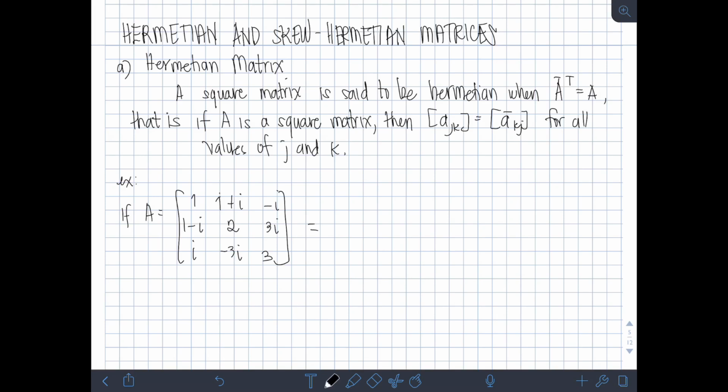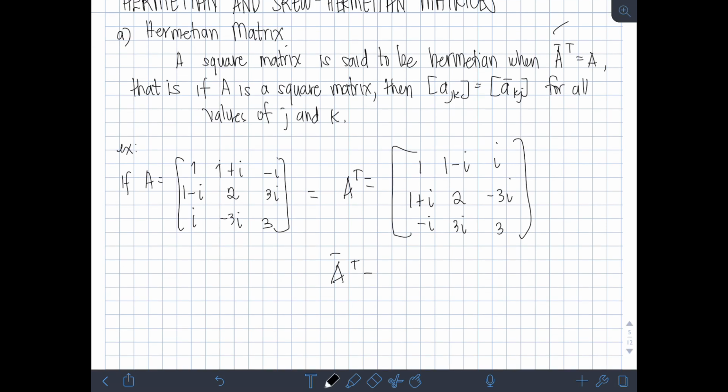So, halimbawa, itong A, hanapin muna natin yung A transpose niya. So, pagbabalik ta rin natin yung positions nung column sa row. So, magiging 1, 1 minus i, 1 plus i, 2, negative 3i, negative i, 3i, 3. And then, hahanapin pa raw natin yung conjugate. So, A transpose conjugate will be, opposite sign lang yung may mga i. So, 1, 1 plus i, negative i, 1 minus i, 2, positive 3i, negative 3i, 3.